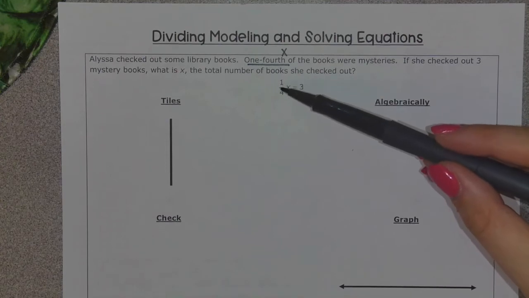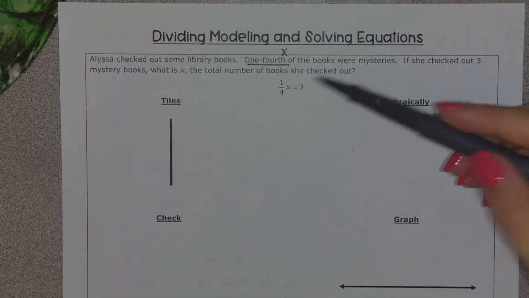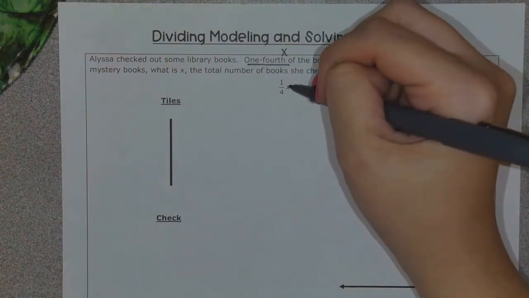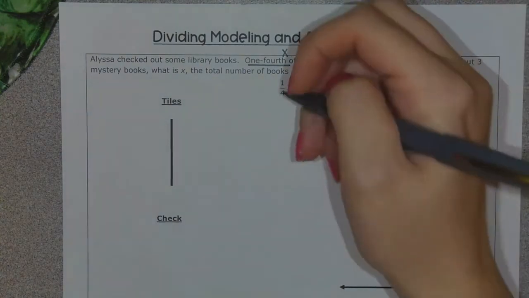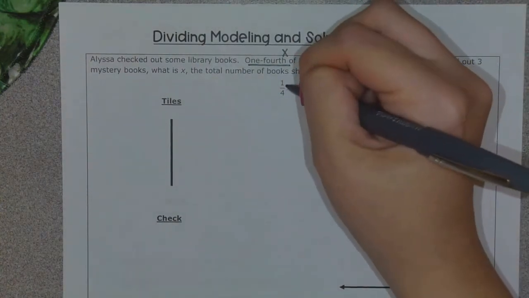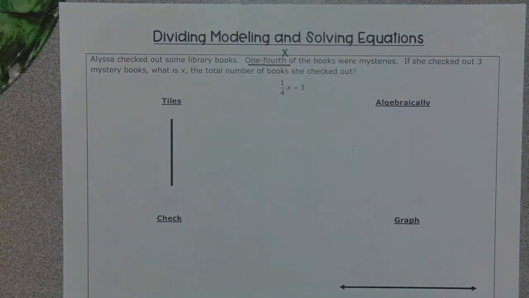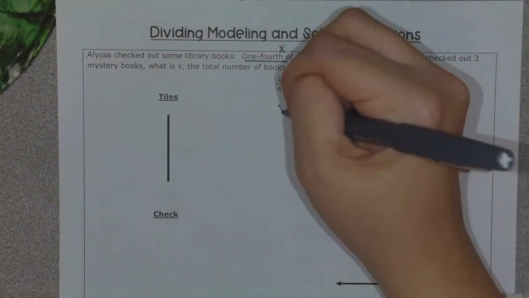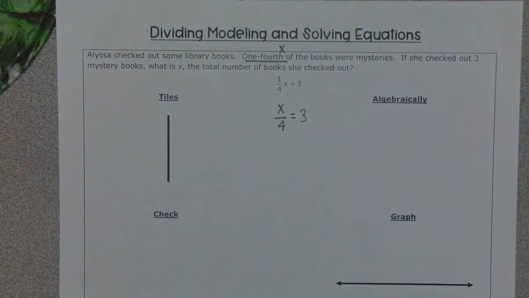So when you see a fraction, 1/4 x, what you can do is you can take the x and you can put it next to your numerator. So this would look like 1x divided by 4 equals 3. Now, 1x, we don't really ever say 1x, we just say it as x. So I can rewrite this as x divided by 4 equals 3.